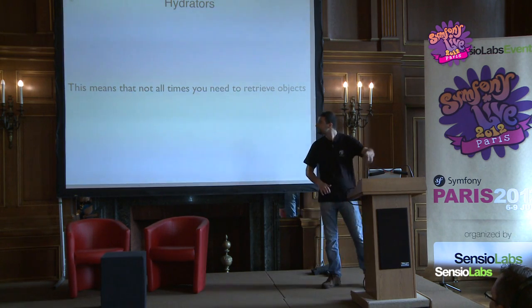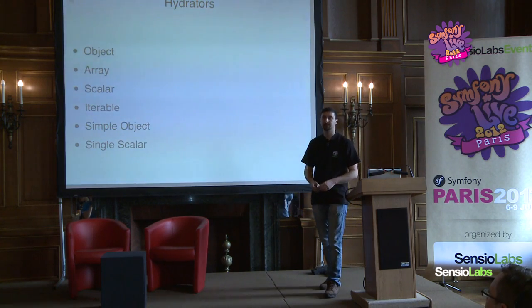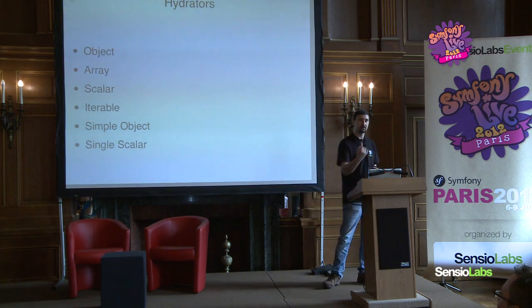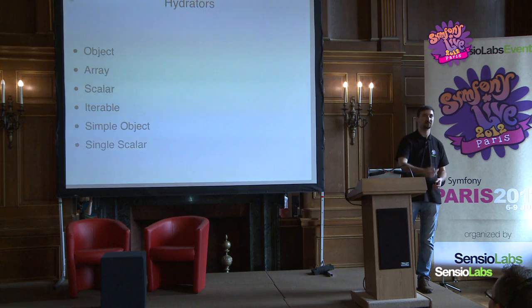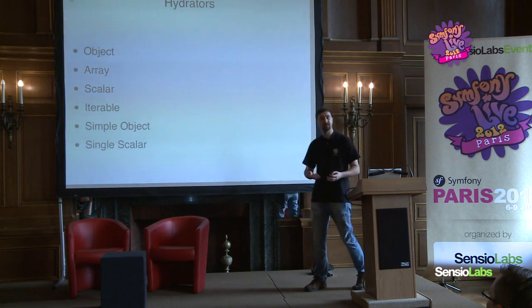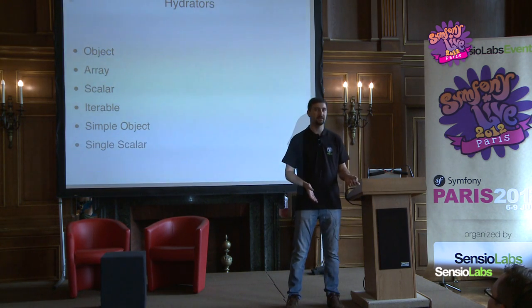For example, an object, an array, a scalar value. You want to iterate and load on demand. You just want only one object, or you only want one single value. So how can you actually define to the query that you want this hydration to be executed instead of the other one?